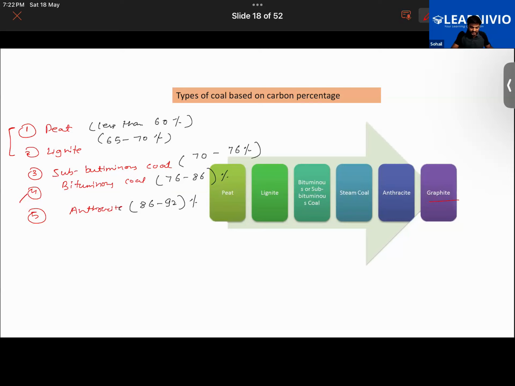Anyways, talking about graphite, apart from its use in pencils, it has other uses also. You guys know, it is used as a dry lubricant also. Graphite is used as a dry lubricant also.